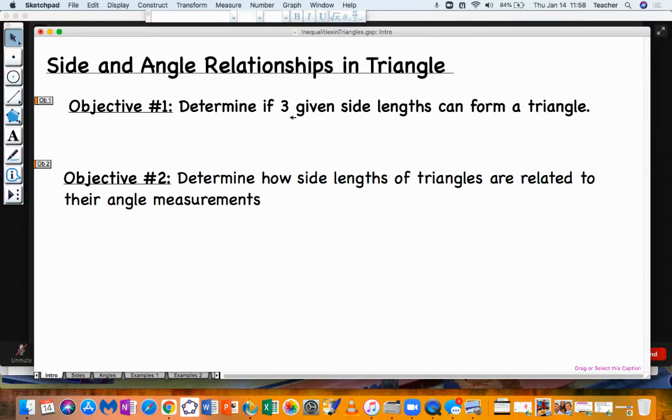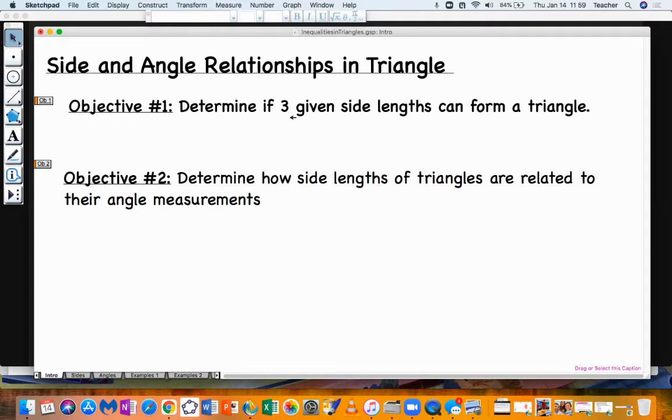One way is they're going to give us three side lengths, and we're going to determine can those be put together in some way to form a triangle. And then we're going to find is there a way to find out what the range would be between those three. But that'll be objective one. We'll talk about that first.